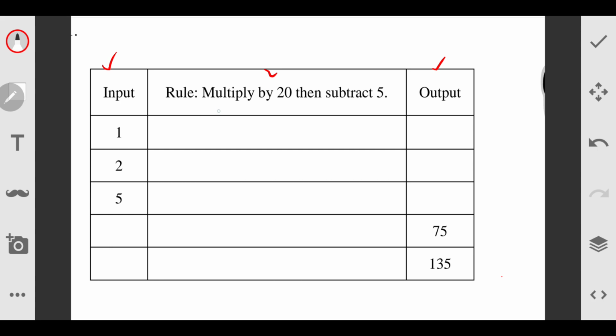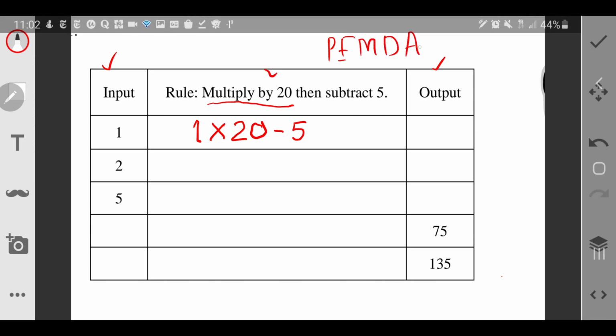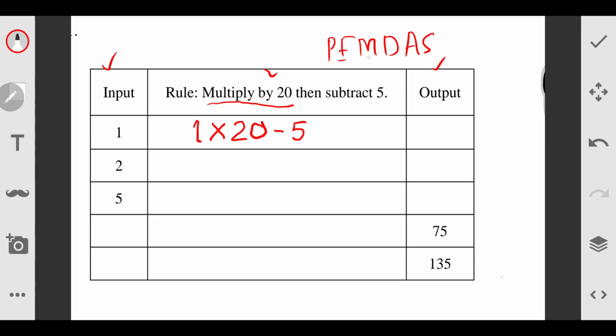So the input is 1 and I have to multiply by 20, so I'm gonna just first write 1 times 20 and then I'm going to subtract 5. And if you remember order of operations, first you have to multiply, or if you think about PEMDAS, okay, so we have to multiply first before we do the subtraction. So you'll have 20 minus 5, so this is going to be 15. So your output is 15.